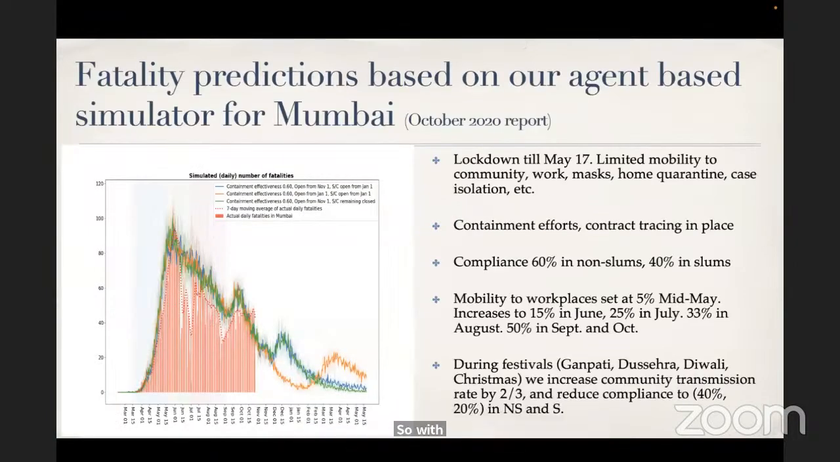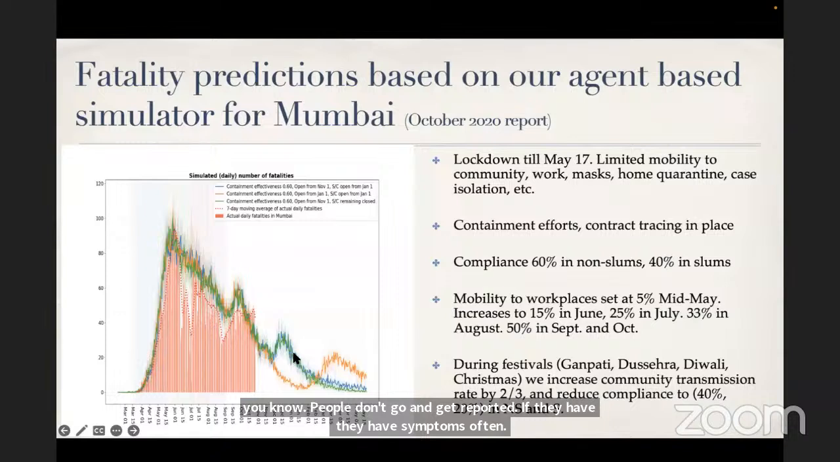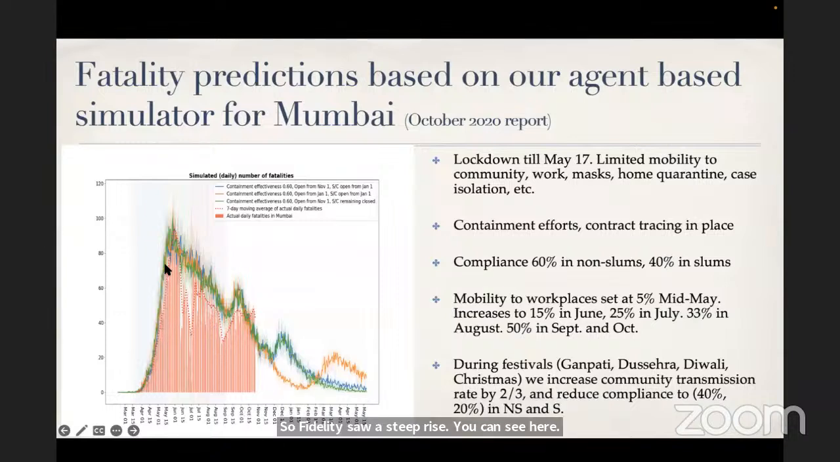So let me say a few things very quickly before I end. So this is our report for Mumbai in October 2020. So, in Mumbai, the disease started in February. It was always good to report fatalities because fatalities are more accurate numbers than case numbers. People often don't go and get reported if they have symptoms. So fatalities saw a steep rise. You can see here. There's a steep rise in fatalities in Mumbai numbers. And the peak happened, I guess, between May and June.